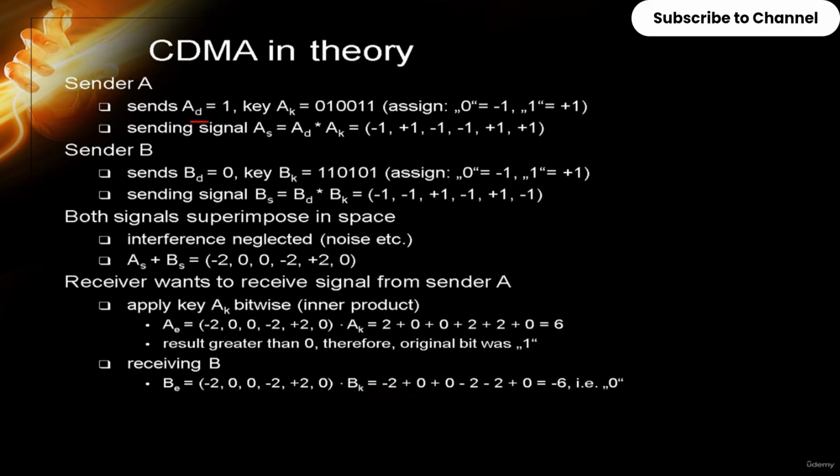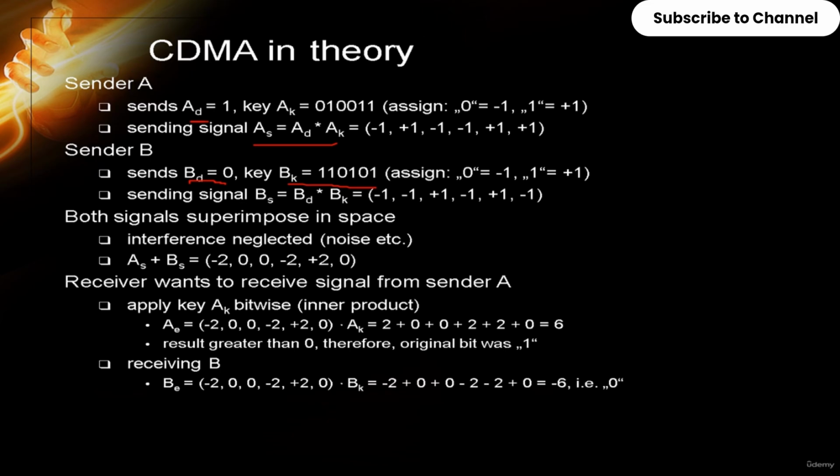Here we are assigning 0 as -1 and 1 as +1. So the sending signal is calculated with the formula AS is equal to AD star AK. Now the sender B, so BD is the data, and BK is the key with those values. The sending signal, same formula, that is BS is BD star BK.